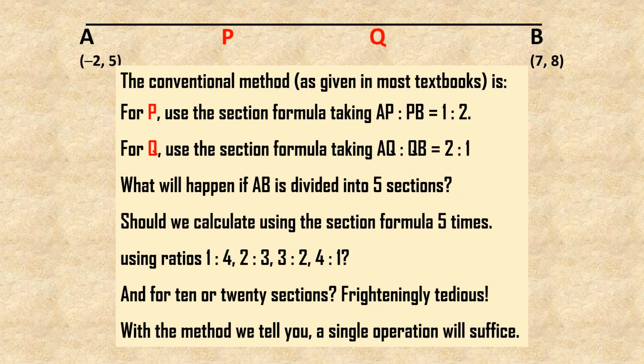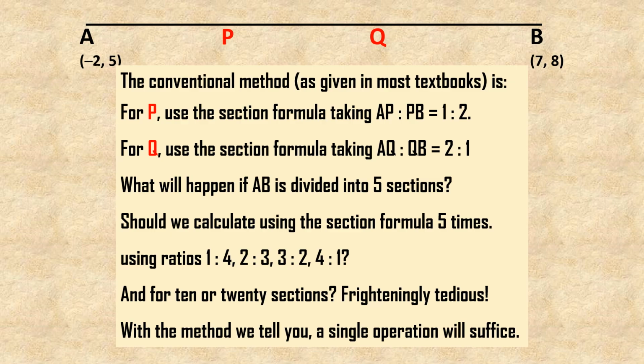The conventional method, as given in most textbooks, is like this. For point P, use the section formula taking AP is to PB is equal to 1 is to 2. For point Q, use the section formula taking AQ is to QB is equal to 2 is to 1. What will happen if the line AB is divided into 5 sections?